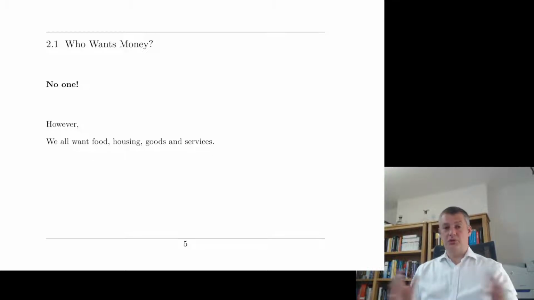So we all want goods and services. That's what we're in the market for, not really the money in and of itself. It actually turns out that's an important property of money, or at least good money, but that's for another video. So, no one wants money. Great. What about the value of goods and services? How do we set those? That's a more complicated question.